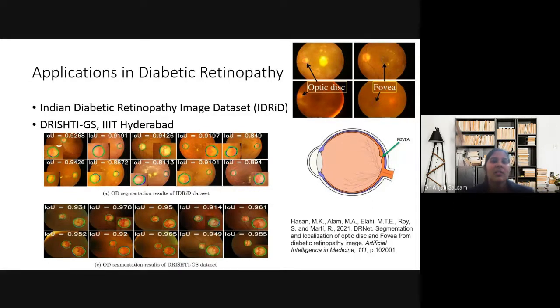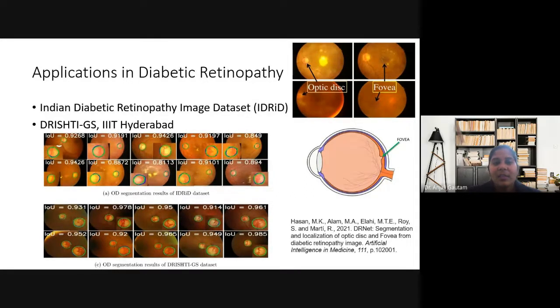The other application area is diabetic retinopathy. In India, people have collected the images and prepared their own data set. You can see here, one is the Indian Diabetic Retinopathy Image Dataset, IDRiD, and many people around the world are using this data set and trying to provide better results as compared to others. The other one is Drishti-GS, which was collected by IIT Hyderabad, and these are freely available. You can use these data sets and find out the results.